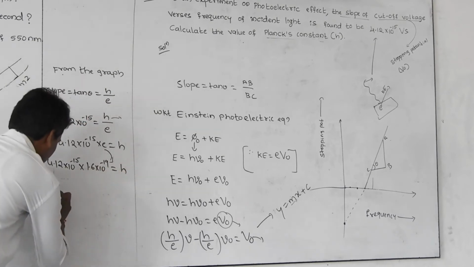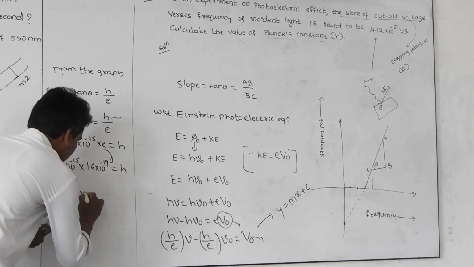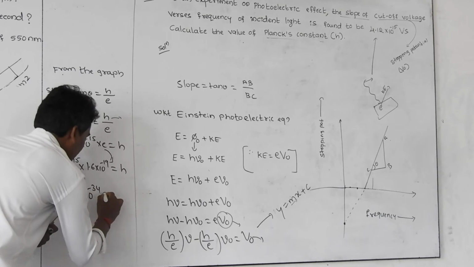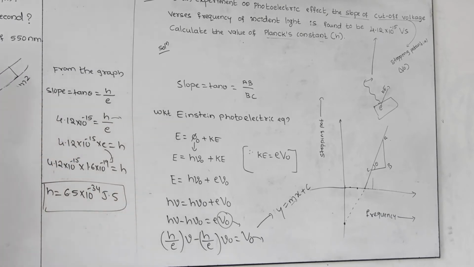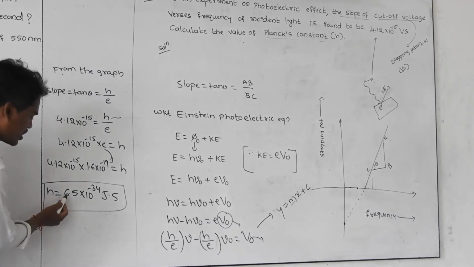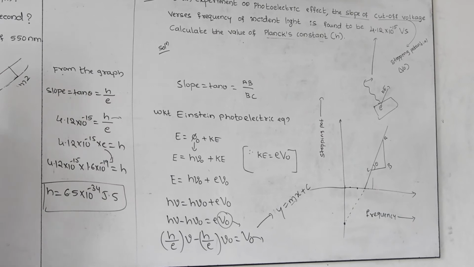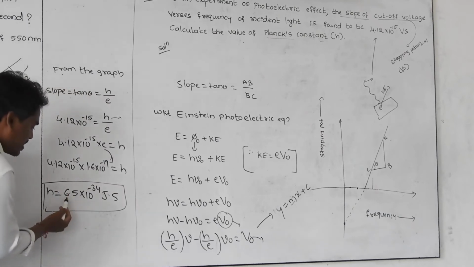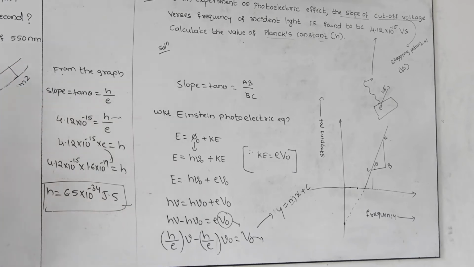We can find out approximately that h is equal to 6.5 into 10 to the power of minus 34 joule second. But Planck's constant's exact value is 6.626. By using the photoelectric experiment, we are getting the approximate value, that is 6.5 into 10 to the power of minus 34 joule second. This is the answer. And next question.